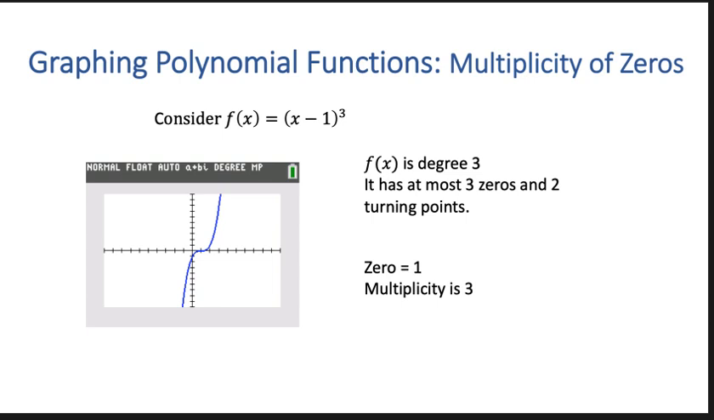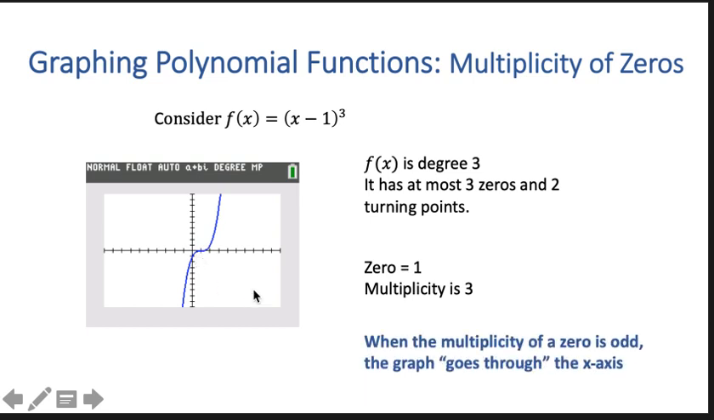Now, what happens when the multiplicity is 3? In general, when the multiplicity is odd, the graph goes through the x-axis at that zero. It's summarized here. When the multiplicity of a zero is odd, the graph goes through the x-axis.